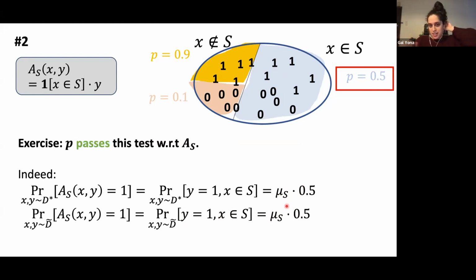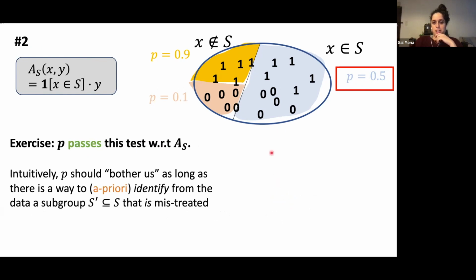Okay, but on the other hand, just to emphasize, if I move back to the second example, where now everyone receives a prediction of a half, this time this predictor does pass the test with respect to A sub S. This is kind of what Avi was also hinting towards. Here, the probability of acceptance is mu sub S times a half in both cases.